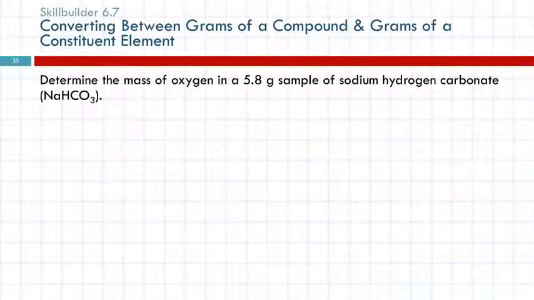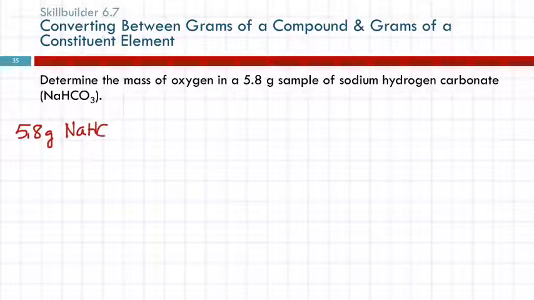Oh, there was another example. Okay, find the mass of oxygen in a 5.8 gram sample of sodium hydrogen carbonate. Here's the formula. So 5.8 grams of sodium hydrogen carbonate, NaHCO3. And I want grams of oxygen.